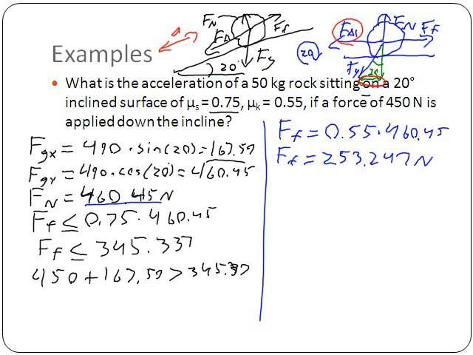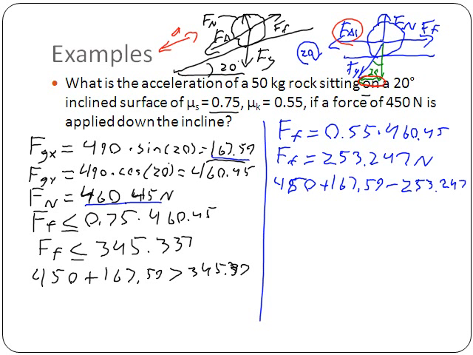So we have now three forces in the x direction. We know them all now. Going in the leftward direction, which we'll call positive here, we have a 450 newton applied force right there. And to that we're going to add our next force here, which is the x component right in here, 167.59. And from that we're going to subtract our frictional force, 253.247. And so this should give us our net force.